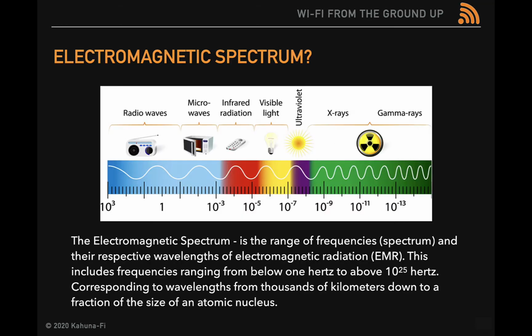So what is the electromagnetic spectrum? The electromagnetic spectrum is the range of frequencies and their respective wavelengths of electromagnetic radiation, or EMR. This includes frequencies ranging from below 1 Hz to above 10 to the 25th Hertz, corresponding to wavelengths from thousands of kilometers per cycle down to the fraction of the size of an atomic nucleus. In short, electromagnetic energy is everything, and everything is electromagnetic energy. Let's break it down and make this a little easier to visualize.